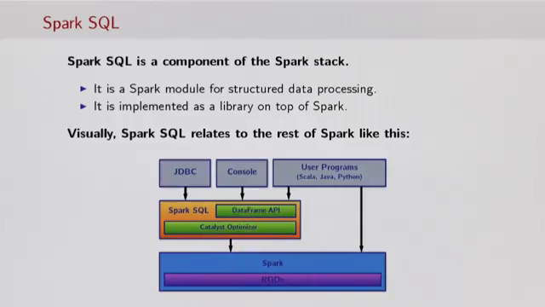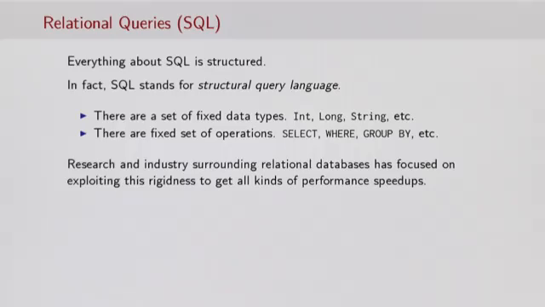And on top of Spark SQL, you have everything else, like the console and regular user programs, so a user can write programs both using the data frame API and RDDs and freely intermix them. But the bottom line here is that we have this API that then does some optimizations and ultimately runs RDDs under the covers. So Spark SQL is a Spark component that provides a SQL-like API on top of Spark. This is neat because everything about SQL is structured. In fact, SQL stands for structured query language. It has a fixed set of data types, so things like longs, integers, strings, arrays even, and it has a fixed set of operations: select, where, group by, etc.